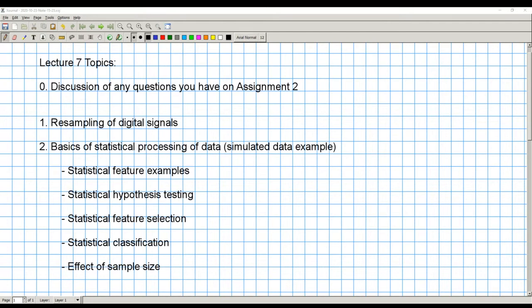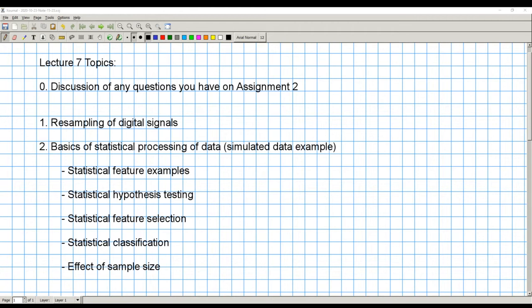So we're going to talk about the basics of statistical processing of data, and what the meaning of statistical features is, with some very simple examples, which you will be surprised are very much sufficient for the task we're going to do with the ECG signals. We're also going to talk about statistical hypothesis testing, which is very important to understand because it is the idea behind statistical feature selection.